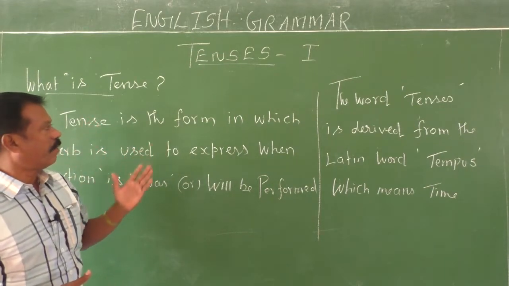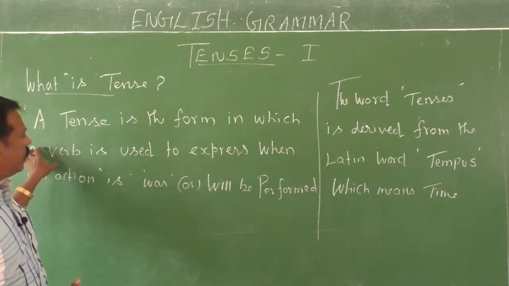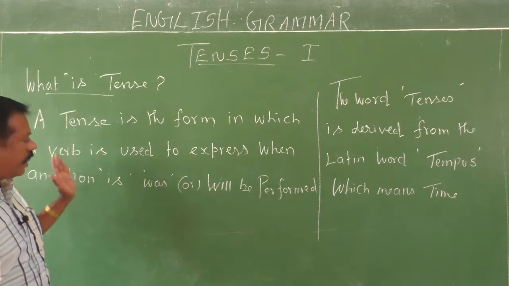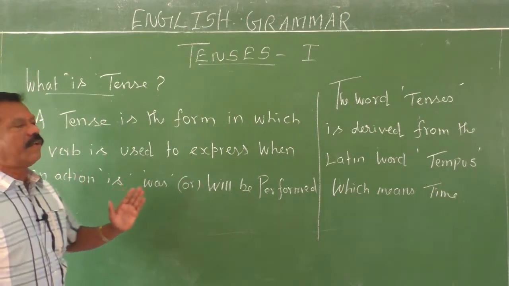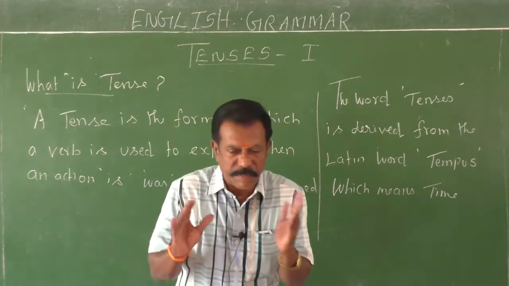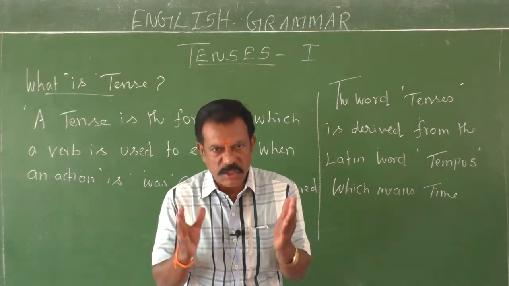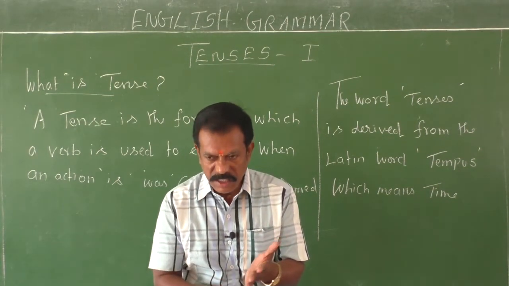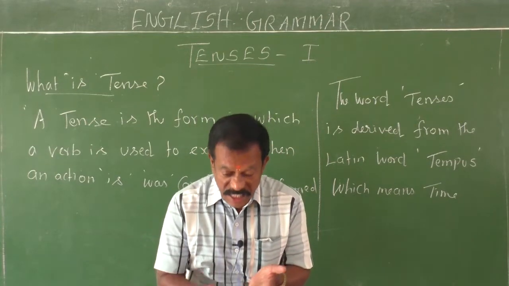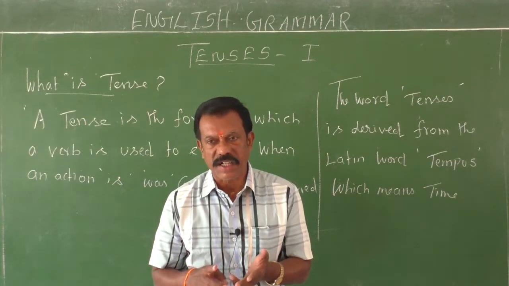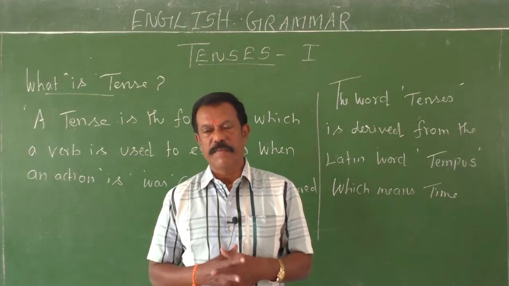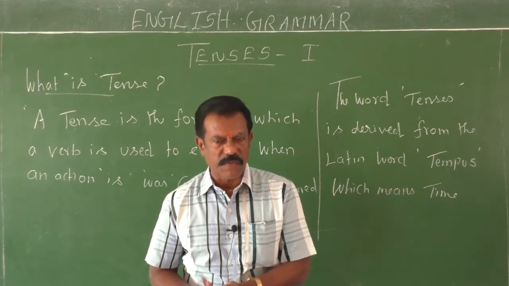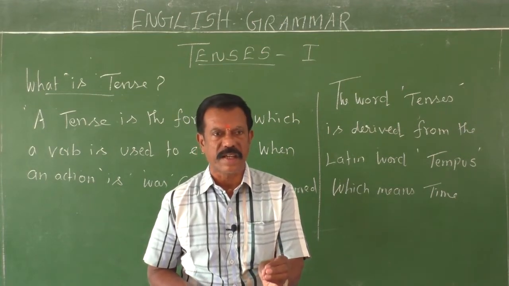A tense is the form of a verb in which a verb is used to express when an action is performed, when an action was performed, when an action will be performed. Tense is nothing but the form of verbs that shows the time of an action. When an action was performed, when an action is performed, when an action will be performed. That's very important.